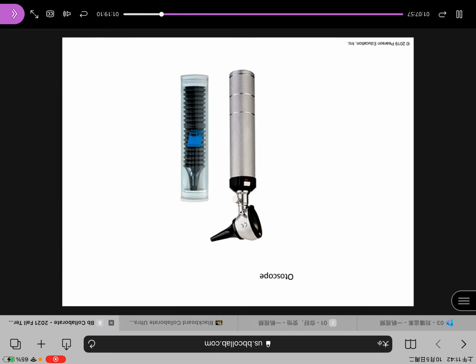The ophthalmoscope is used for looking into the retina of the eye, but the otoscope, "oto" meaning ear. Healthcare professionals use an otoscope to look into a person's ear and see if there is some problem in the ear, right? They can see as far as the eardrum.